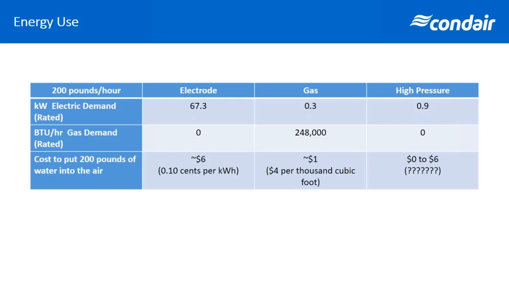And a high pressure system has a bunch of question marks. And this is because I don't know where heat is coming from. We can range from $0 all the way to $6 for those 200 pounds. And remember, 200 pounds per hour, you're going to run that 4,000, 5,000, 6,000 hours a year. So these numbers can really add up. Normally, it's between $0 and $1 for a high pressure and evaporative system because the heat is either free or it's a gas heat system.